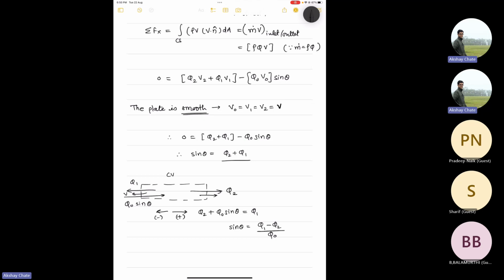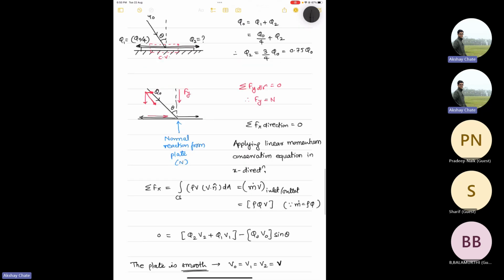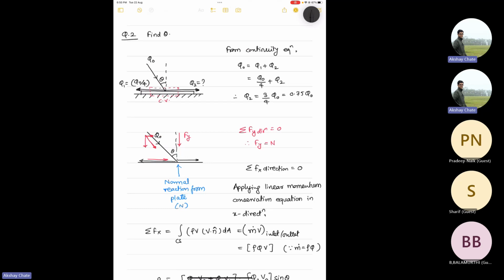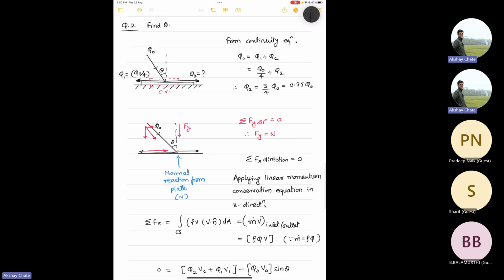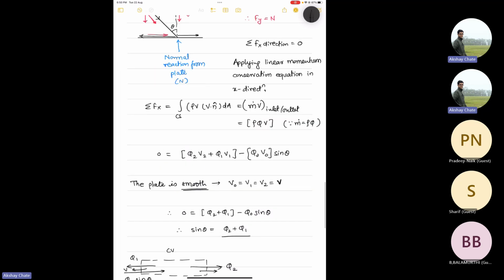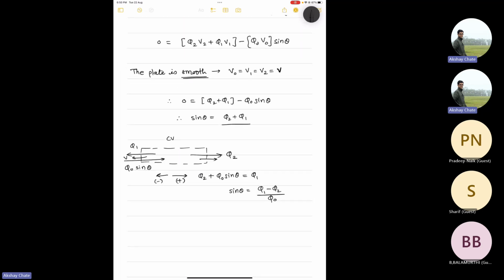One second, I think this is correct. Sine theta becomes Q1 minus Q2 by Q0. So Q1 is 1 by 4, Q2 is 0.75. So minus 0.5 it becomes. So sine theta of minus 0.5 is minus 30.